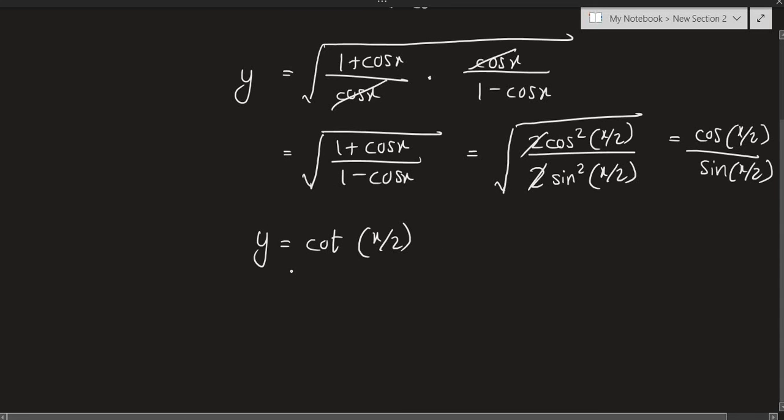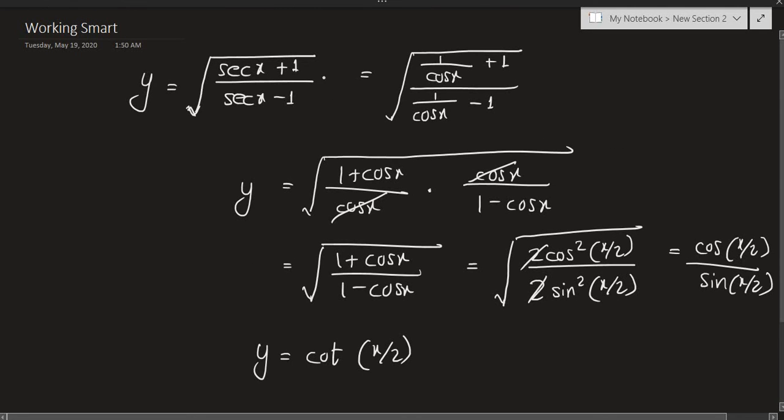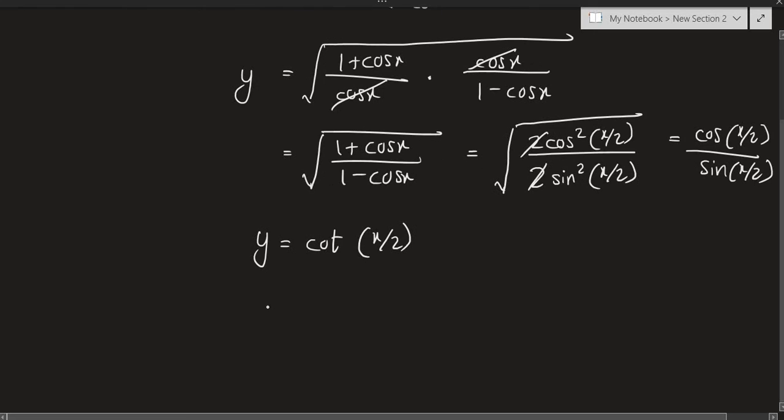So you see, instead of being left to differentiate this radical of (secant of x plus 1) divided by (secant of x minus 1), we can simply reduce our y to a cotangent of x by 2. And now we can get ready to differentiate. So we do these manipulations before differentiation, just to get a better version of y. And when we have a better version of y, then we differentiate both sides with respect to x, so that we end up with dy over dx on the left hand side, and the derivative of the cotangent of x by 2.